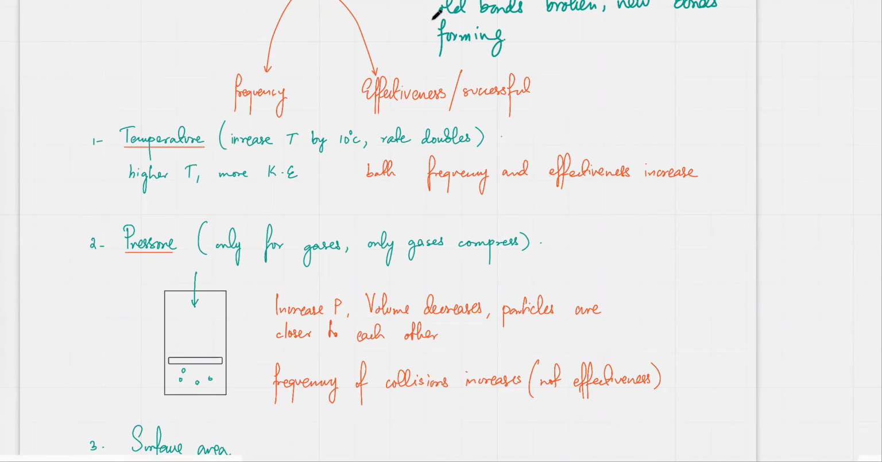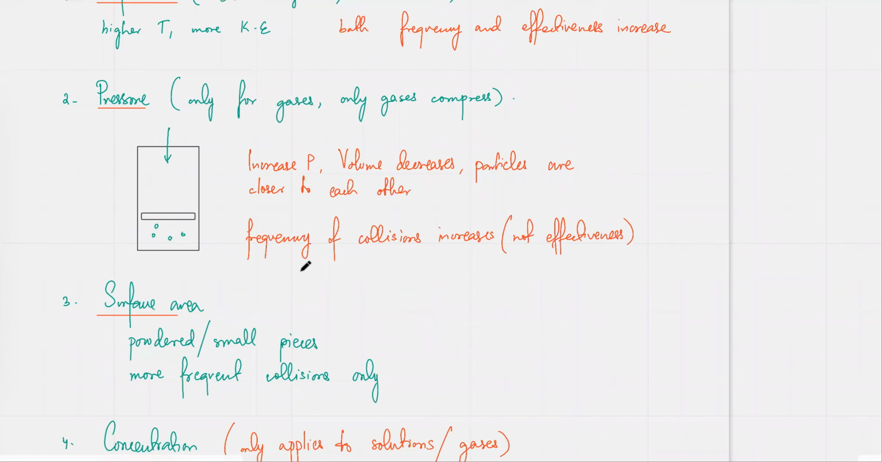So when you increase pressure, the thing is that it only applies to gases, because gases are the only things that are compressible. So the particles become closer together. There's less spacing, and when they're closer to each other, they bump into each other more. So the frequency increases. The effectiveness remains kind of the same. They're not hitting each other with greater force. They're hitting each other in the same way, except more frequently.